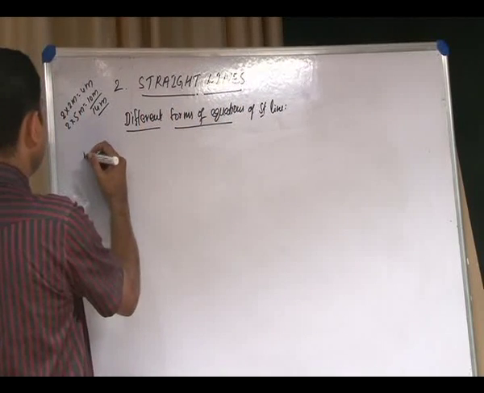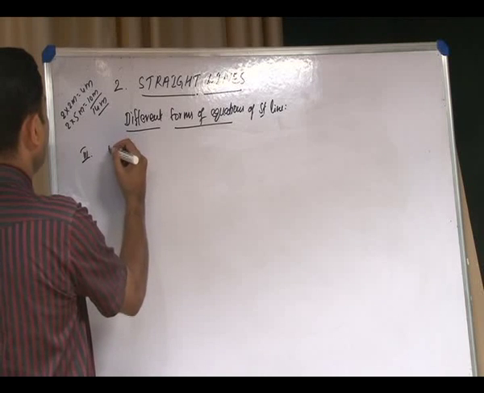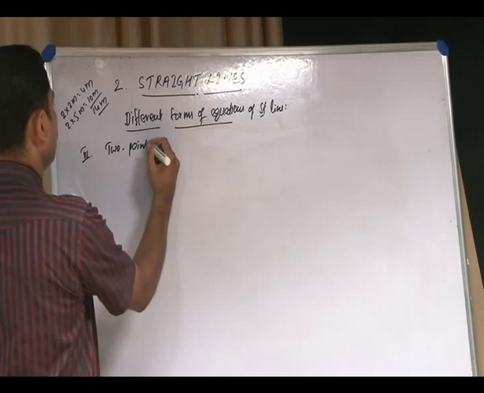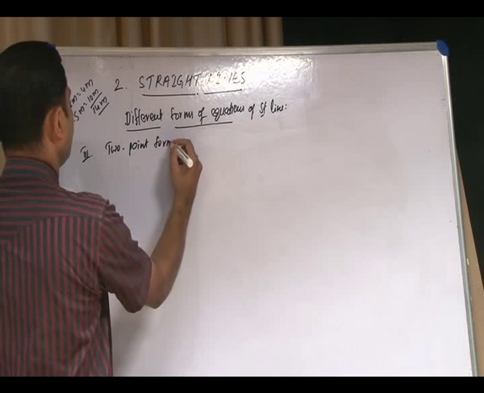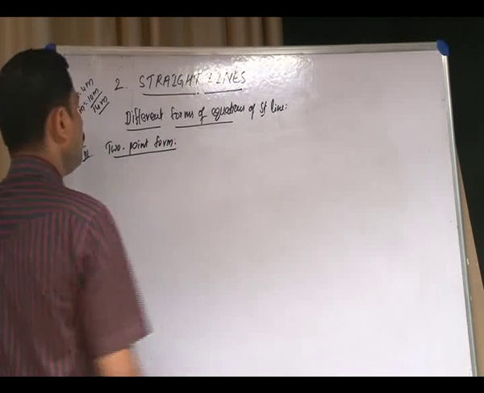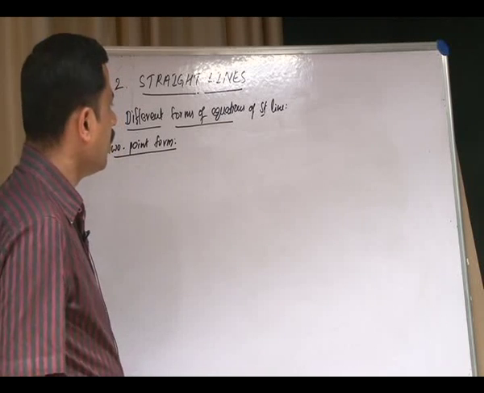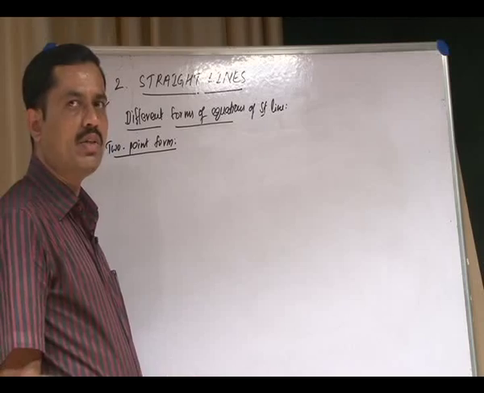Third one, 2 point form. So here 2 point form means equation of straight line passing through 2 points.